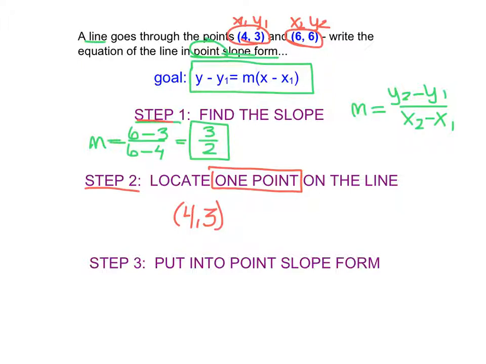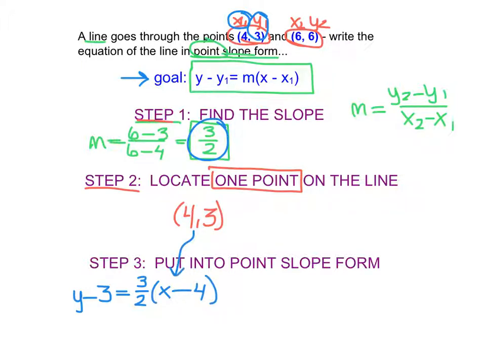Then from here, I'm going to put that into point-slope form. So I'm going to start with my equation here. I'm going to take y minus the y-coordinate of the point I picked, which is 3, is equal to my slope, which I found earlier, of 3 over 2, parentheses, x minus our x-coordinate, which is 4. So if we pick this point, this will be our equation.